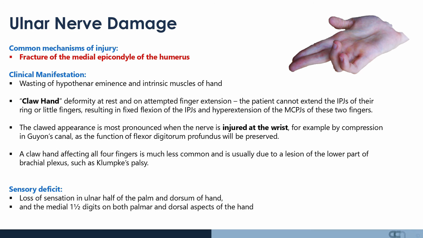A claw hand affecting all 4 fingers is less common, and that's usually due to a lesion of the brachial plexus, and that's known as Klumpke's palsy.